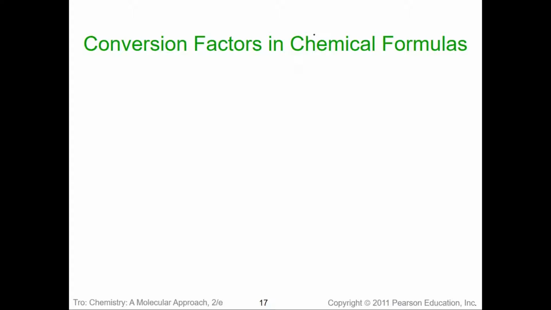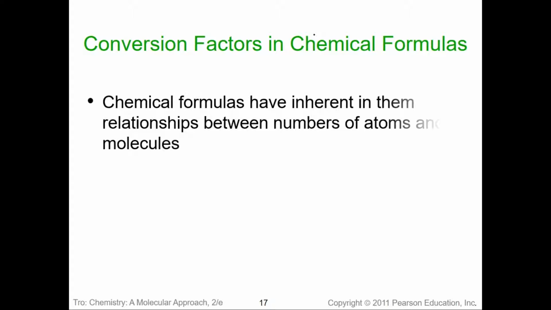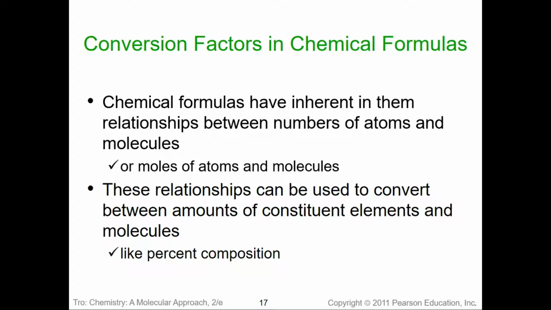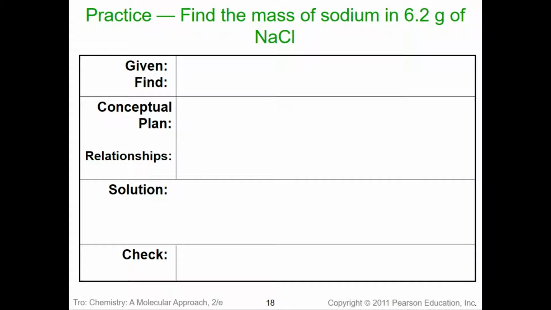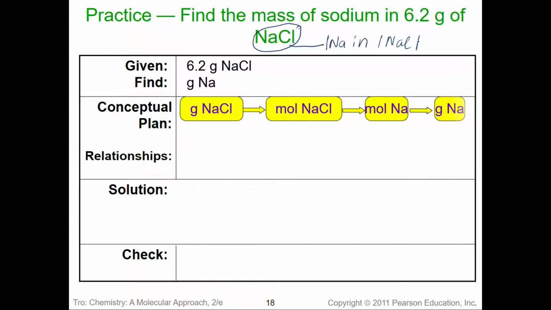Conversion factors in chemical formulas. Okay, so this is about chemical formulas. I move to the example. Find the mass of sodium in 6.2 gram NaCl. So if we check the formula, how many sodium do you have? Yes, you only have 1 sodium in 1 molecule NaCl. So this is the step you have to apply.